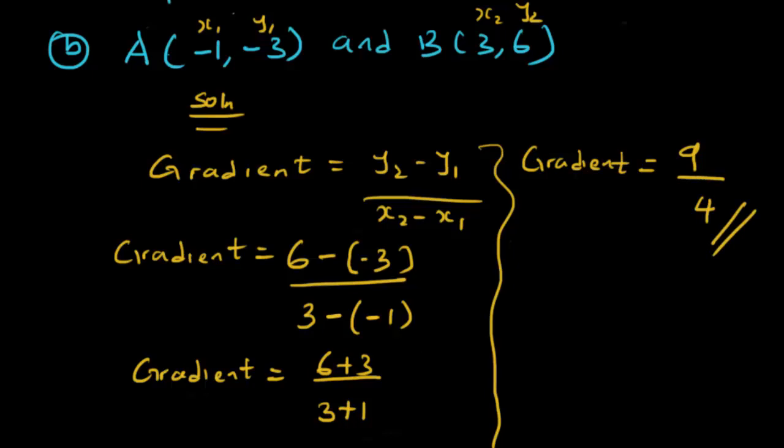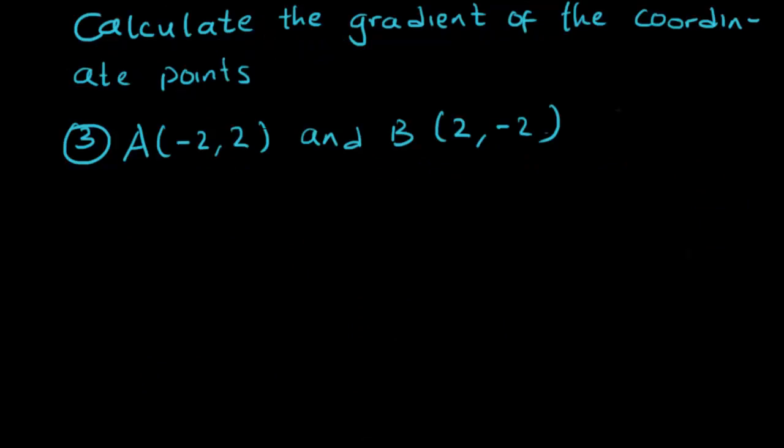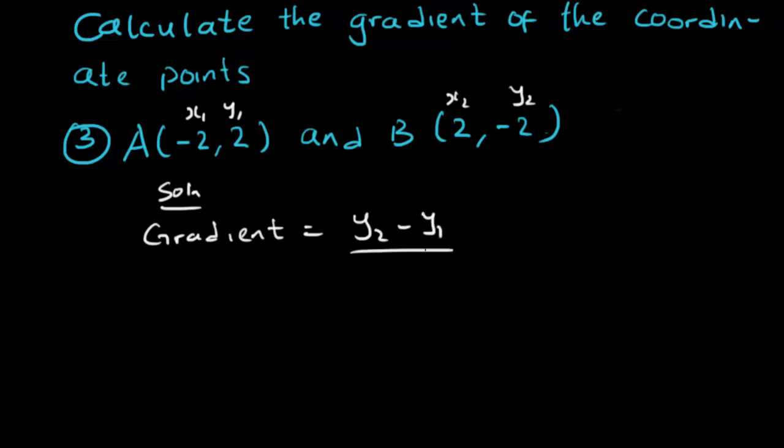Let's take another example. Calculate the gradient of the coordinate points A(-2, 2) and B(2, -2). Remember, the first thing is to label x1, y1, x2, y2. The next thing is to write the formula. Can you remember the formula? Gradient equals rise over run. So we have y2 minus y1 all over x2 minus x1.